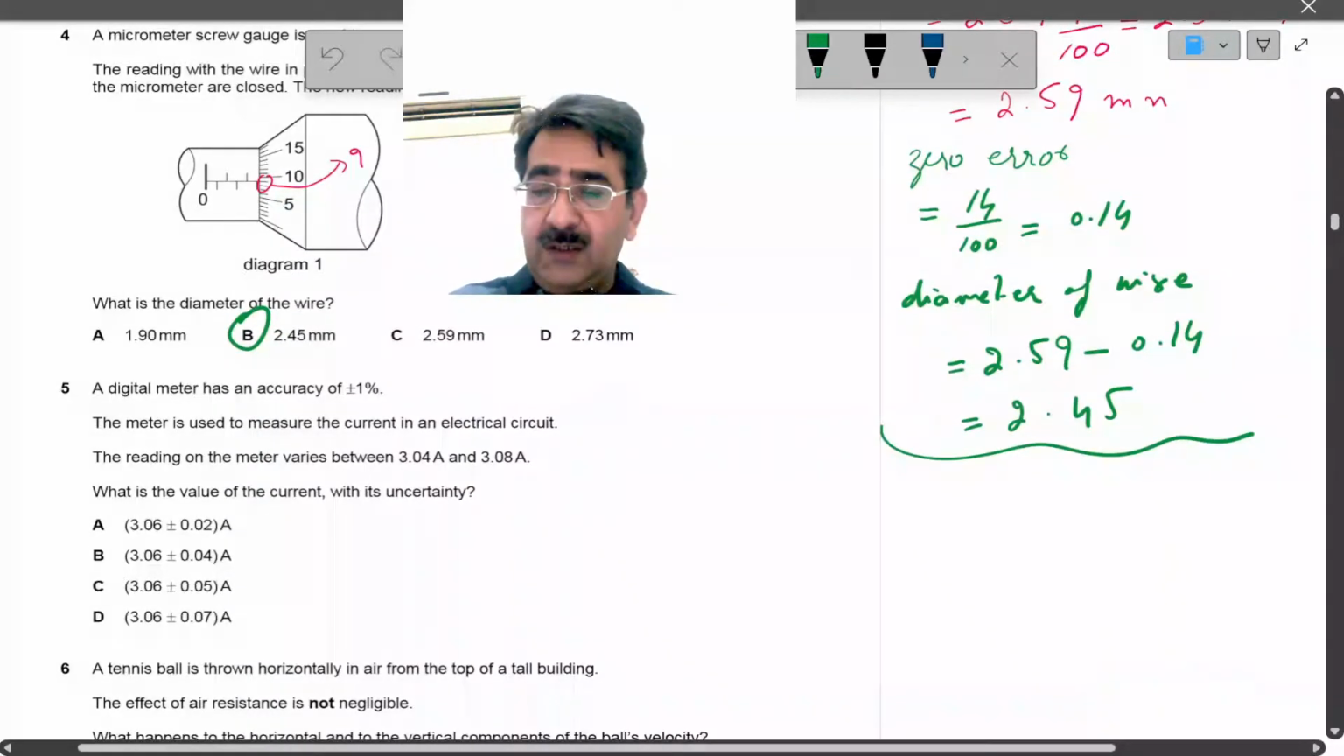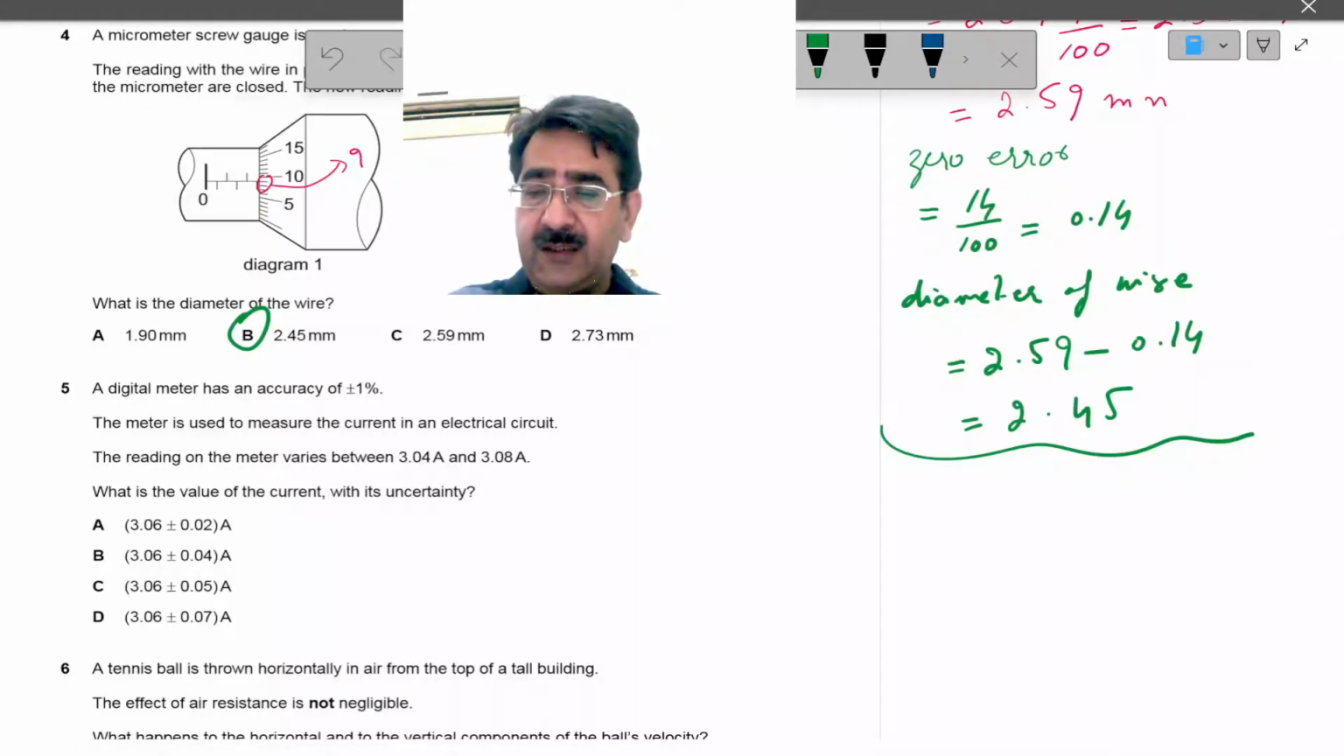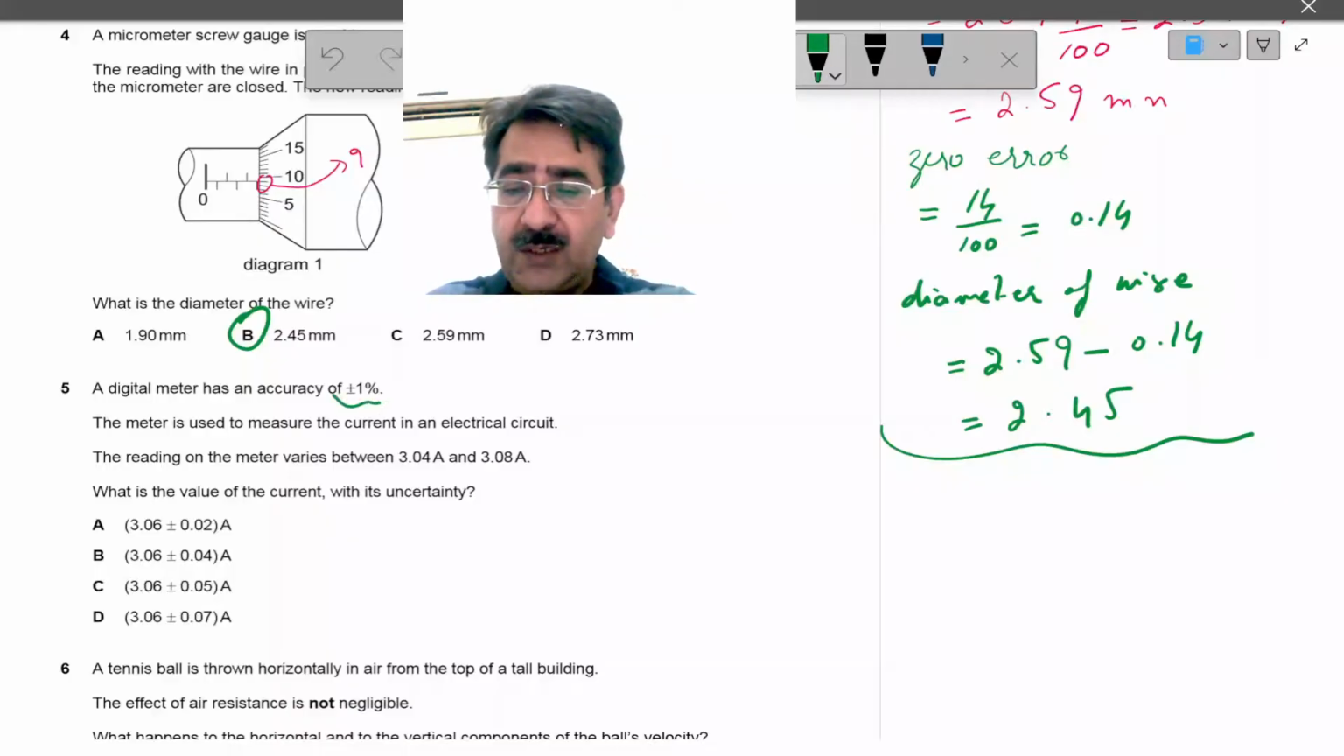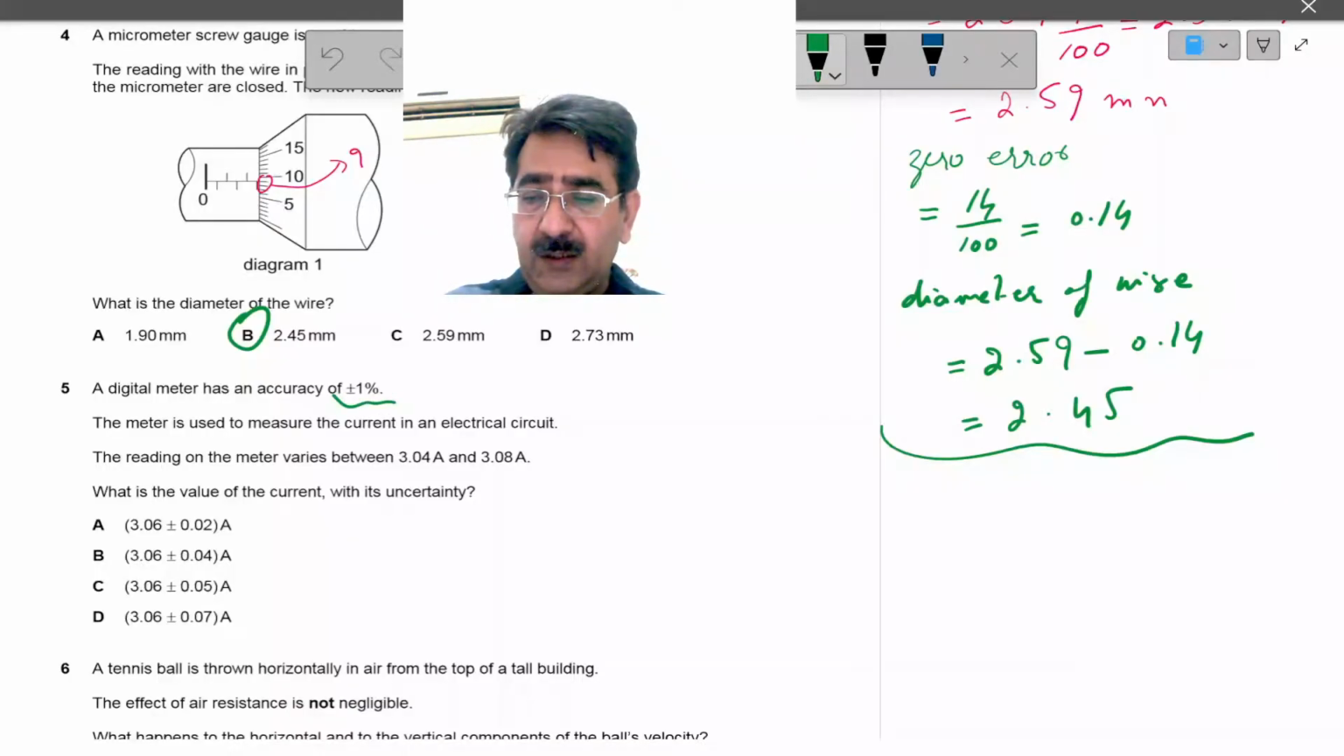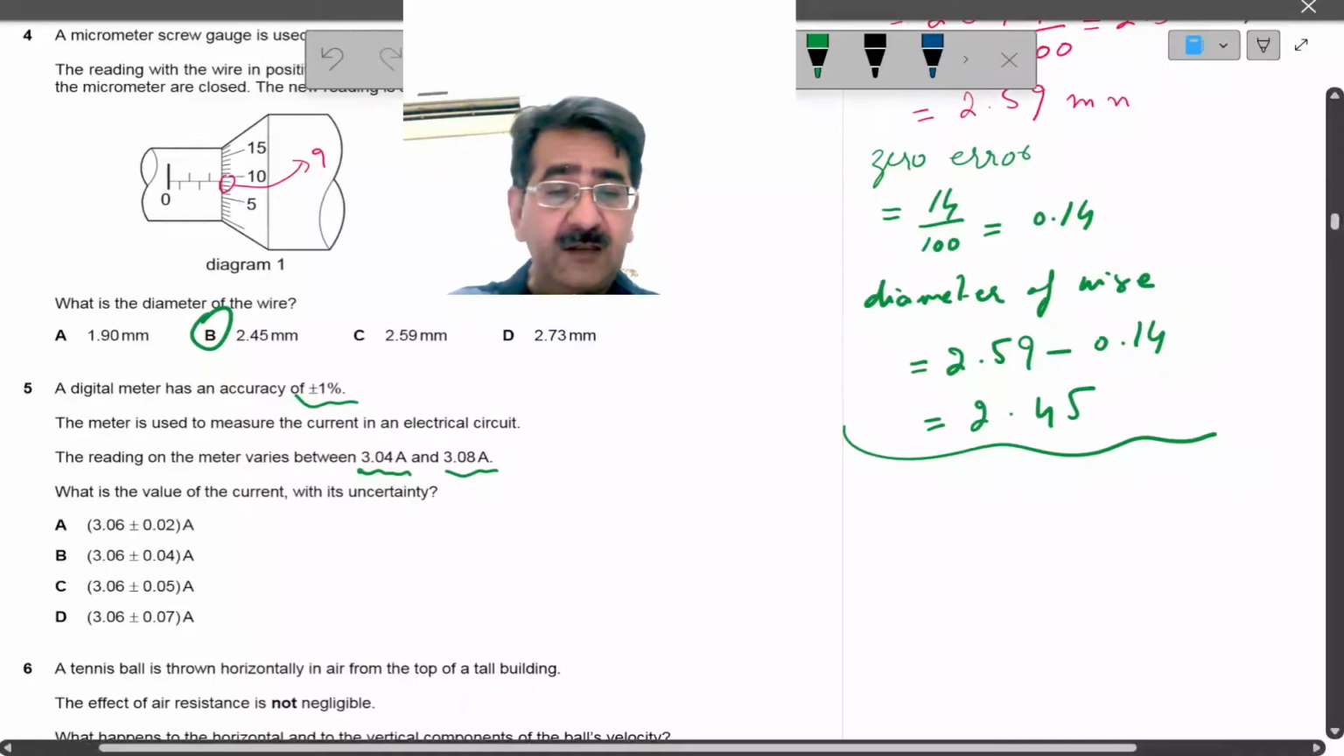Now move toward the fifth question. The digital meter has an accuracy of 1%. The meter is used to measure the current in an electric circuit. The reading on the meter varies between 3.04 and 3.08. So what is the value of current with its uncertainty?